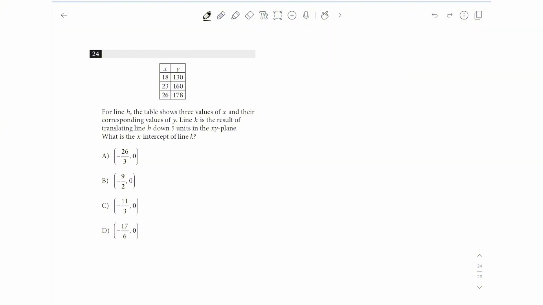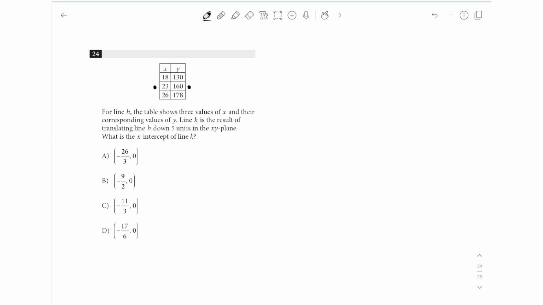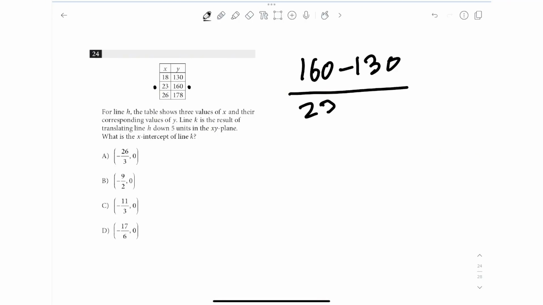So we need to start off by finding the slope. That's just y2 minus y1 over x2 minus x1. So all that means is that the value we pick for y that comes first has to correspond with the x value that we pick first. That's what these 2 and 1 mean. So let's plug in some numbers. I'm going to start off with 160 minus 130. And since I picked 160, I'm going to go with 23 minus 18. So if we simplify that, we should get 30 over 5, or a slope of 6.